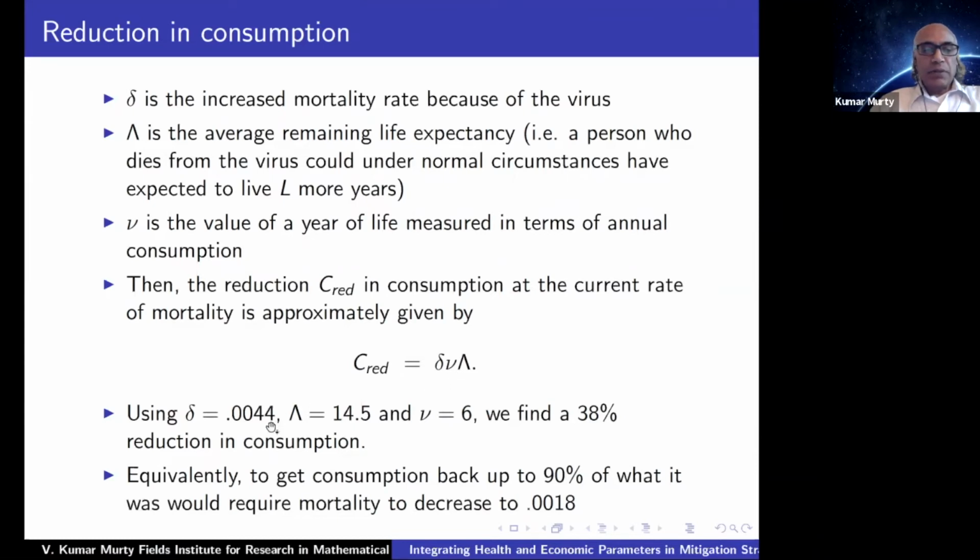So you can pull out some figures here. Lambda, the average remaining life expectancy, that is how many years a person who dies from the virus would under normal circumstances have expected to live. Apparently in a US study, it's 14.5. Nu, we've already said, is 6. And this mortality rate at that time was estimated at 0.0044. So 0.44%, I think it's actually higher now. So this translates into a 38% reduction in consumption. Okay, so now economists have a number. Equivalently, suppose I turn this number around and say, it's not how much I want to reduce consumption, but how much do I need to reduce mortality to be able to bring consumption up? So if I want to bring consumption back to 90% of what it was pre-pandemic, mortality has to decrease to less than 0.18%.